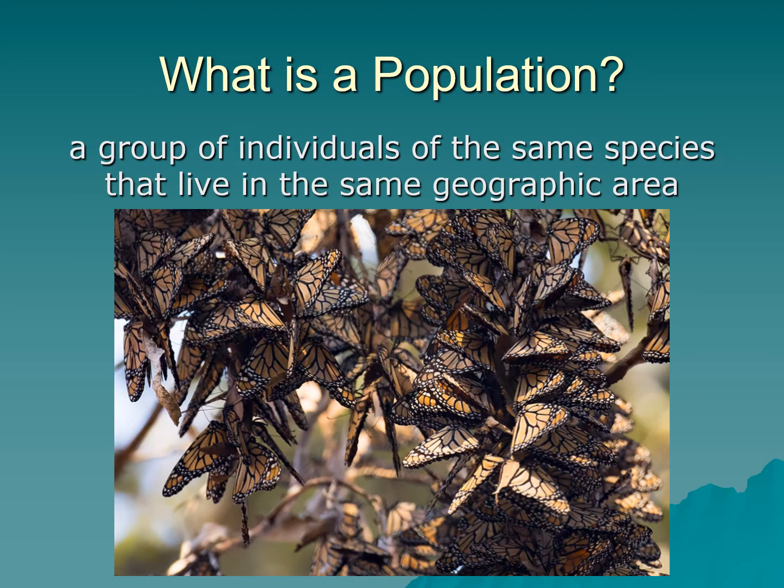A population is a group of individuals of the same species that live in the same geographic area. All right, so here in this picture you see a population of monarch butterflies.